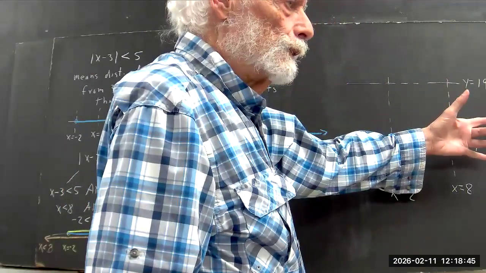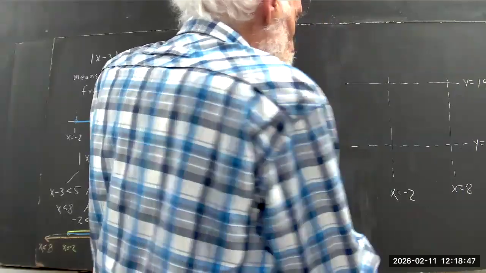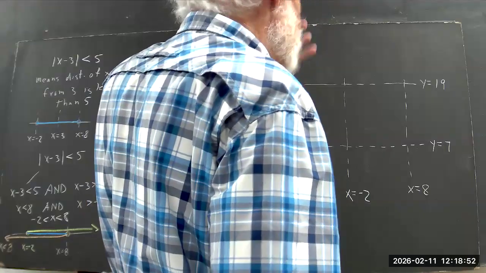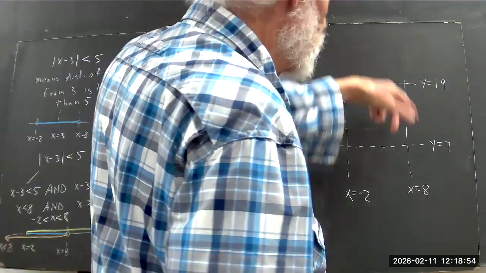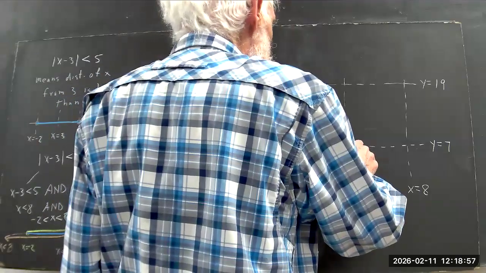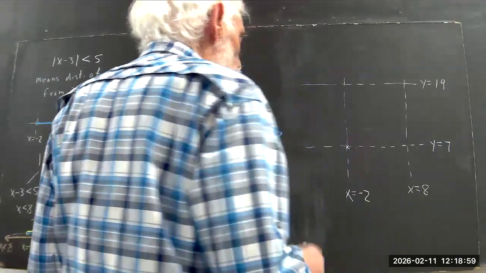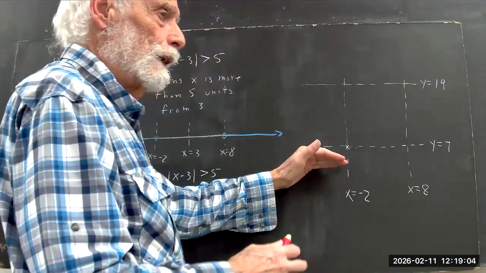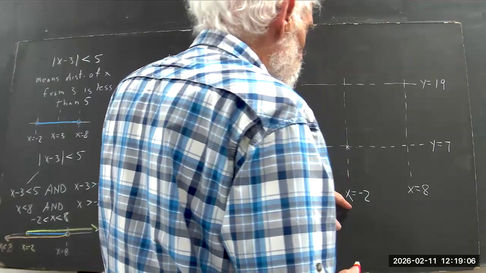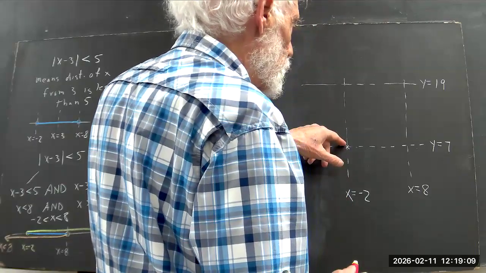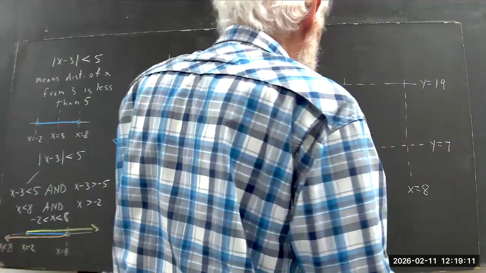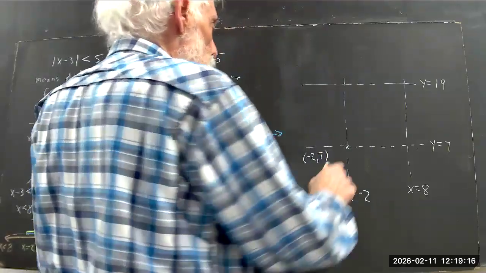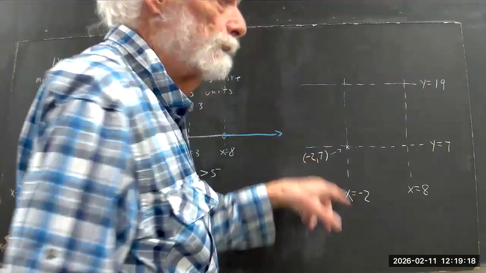The two horizontal lines intersect the two vertical lines in 2 points each, in 4 points. There are 4 points of intersection. I have a point here. On the left vertical line, on the lower horizontal line, I have a point. And that point satisfies x equals -2, and it also satisfies y equals 7. So I'm going to label that point -2, 7.